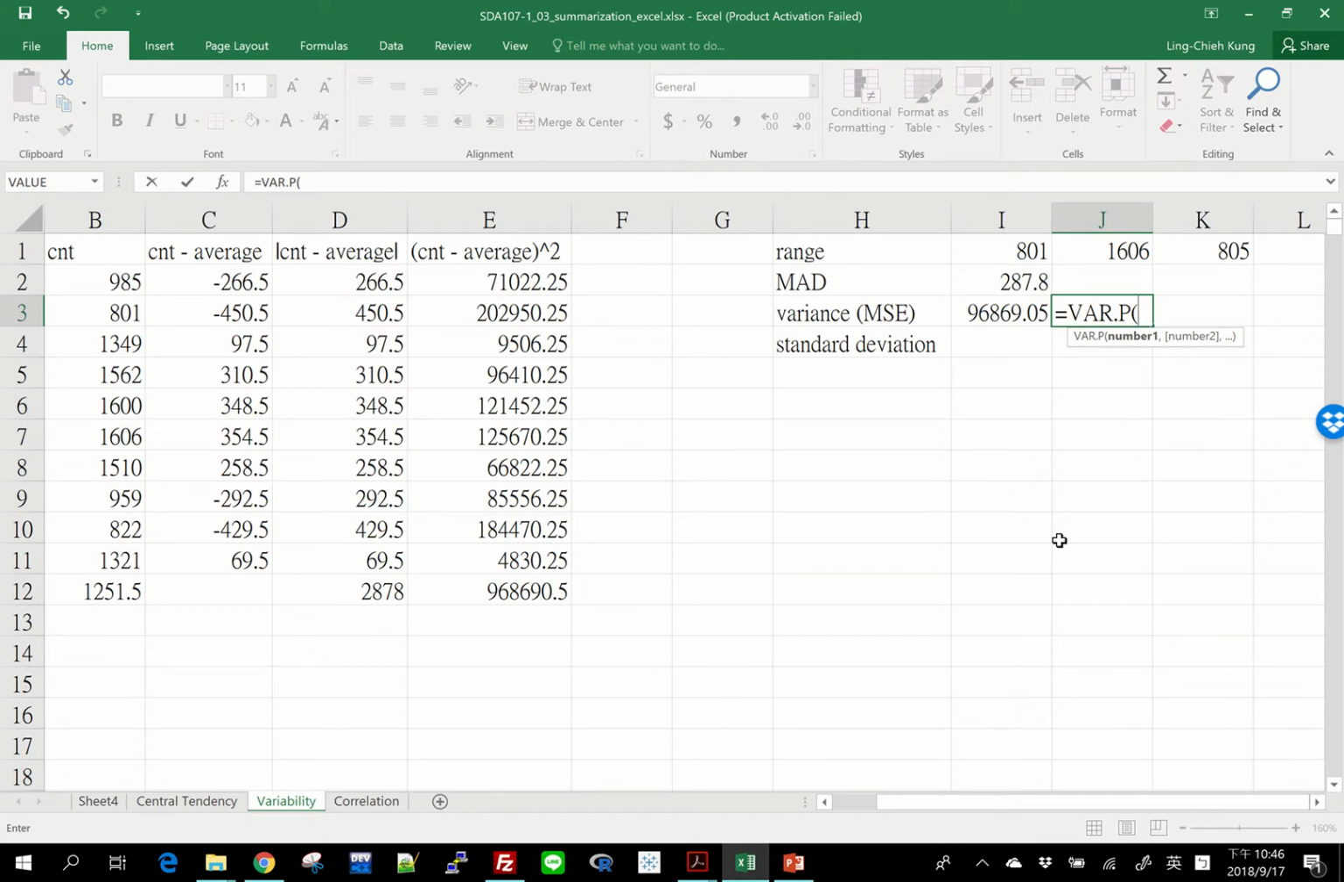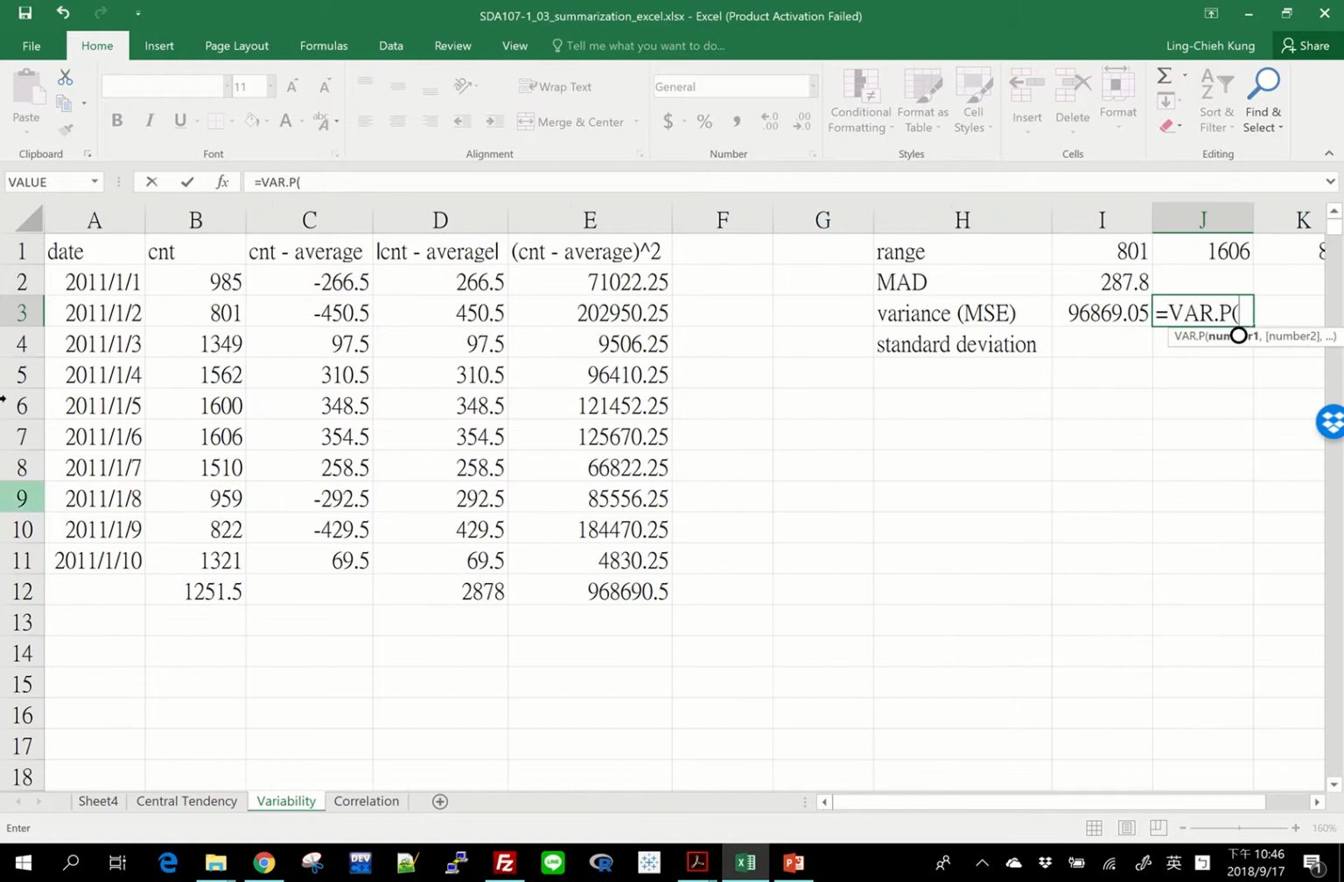That makes more sense because what we are doing is that we have a set of data. That's all we have, and we try to calculate the mean squared error of all these 10 values. So it's more like describing a population. If we are trying to describe a sample and use that to infer the population, then that's another story, and we will do that in the future. So all I need to do is to select all my original 10 values and put them into this var.p function. I'm going to get exactly what I should get if I do it step by step.